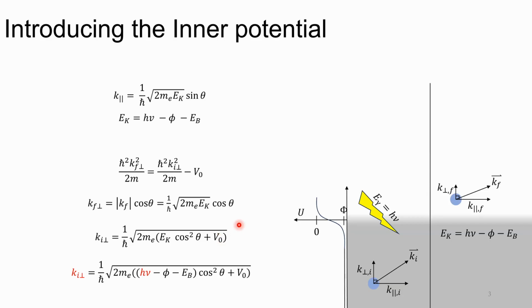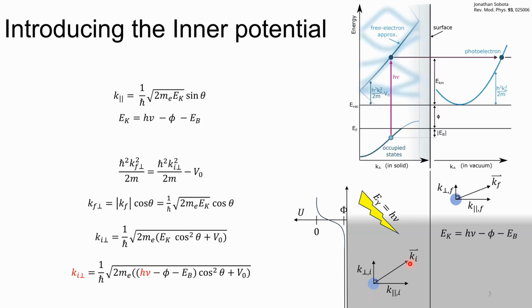And you can actually derive this using simple classical mechanics kind of ideas, where you have a step potential in the direction of emission. Okay, and the other important thing is, because of this dependence on the kinetic energy, we can tune the photon energy to measure different perpendicular momenta in the Brillouin zone. And this inner potential has a big effect on the spectra in many ways.